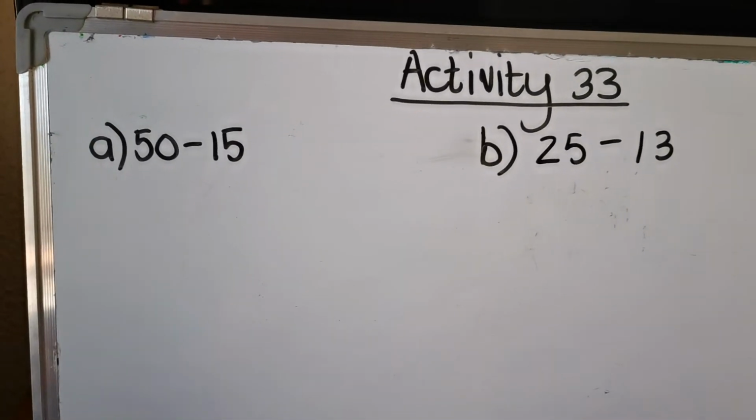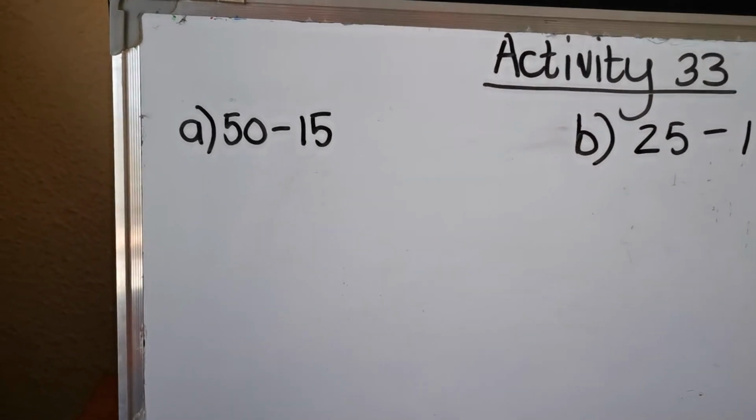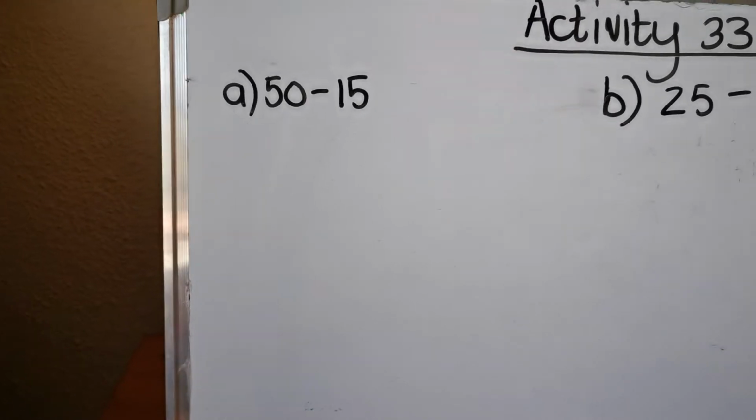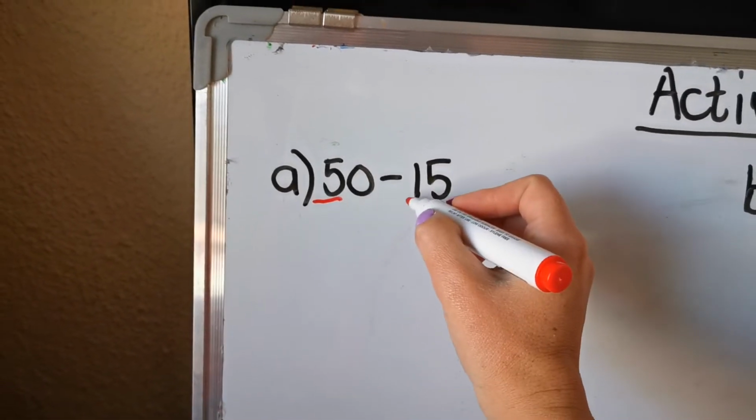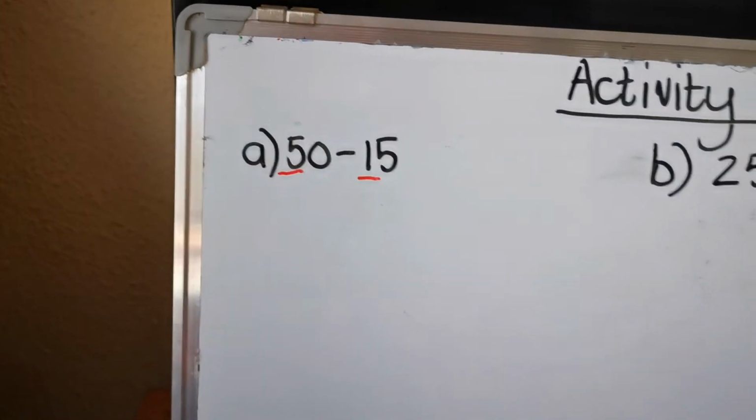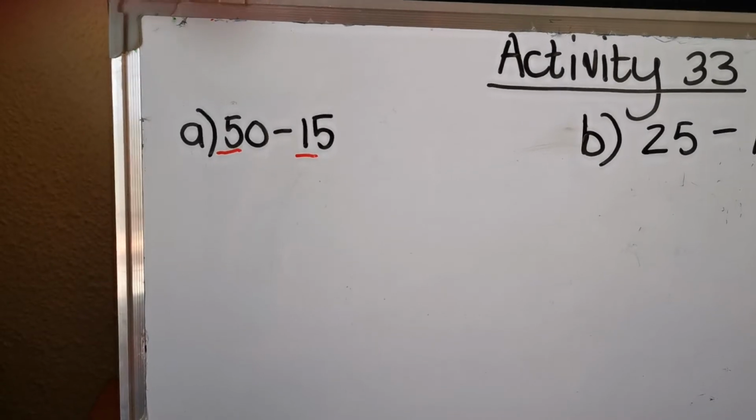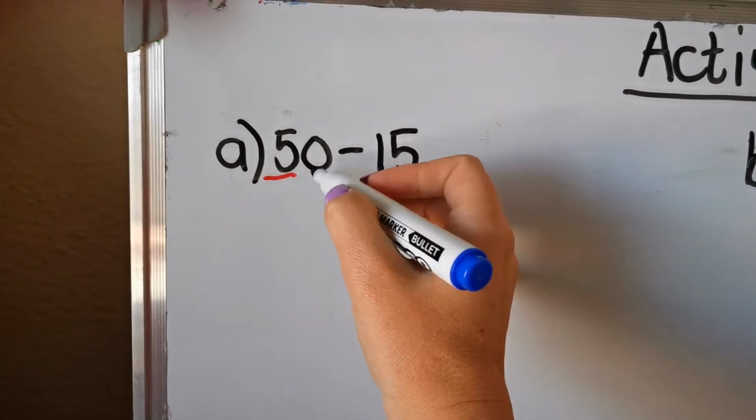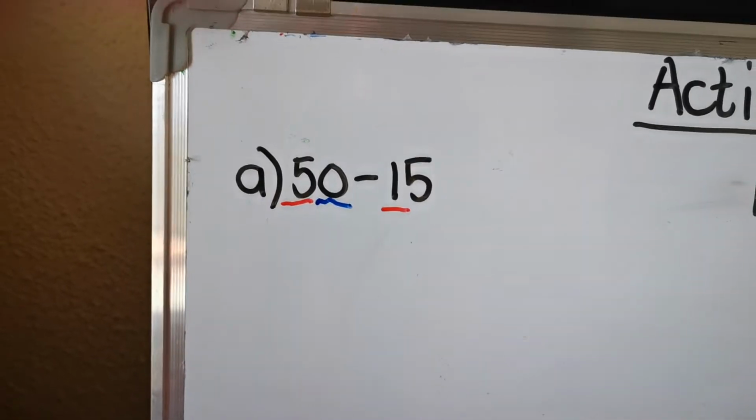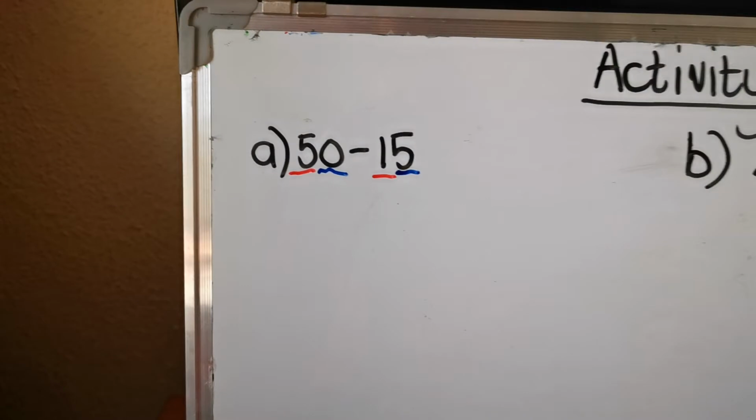Okay, so remember for A, if you break both numbers up, I want you to take one color and underline your tens. So in 50, you'll underline the 5, and in 15, you'll underline the 1. Then I want you to take a different color and underline the units. So in 50, you're going to underline the 0 because there's no units. And in 15, you're going to underline the 5.